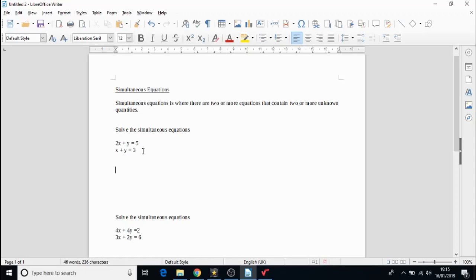So let's commence with the first question. Solve the simultaneous equations 2x plus y is equal to 5, x plus y is equal to 3. The first step you want to do, like I mentioned before, is eliminate one of the unknown quantities. To eliminate one of the unknown quantities, the coefficients of that unknown quantity in both equations must be the same. Now, if you don't know what a coefficient is, it's the number before the term.